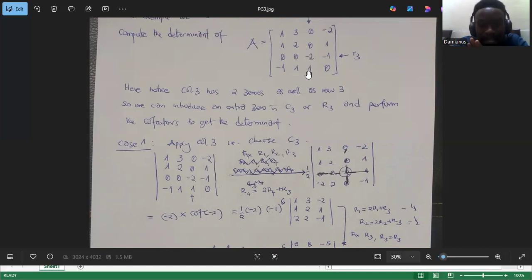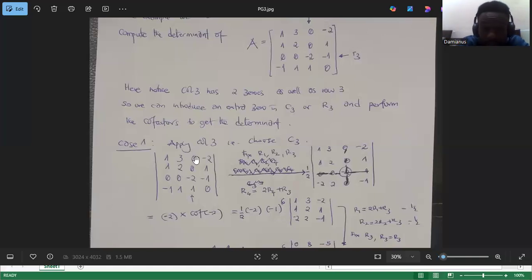And then now what I will do is I introduce a 0 here. See there? I introduce a 0 there. How can I introduce a 0 there? Since I've fixed row 1 and row 2, I'll make use of row 3. So I multiply this one by 2 and then add the 2. That means row 4 will be twice row 4 plus row 3. That way I get a 0 here, and I'll have 3 zeros on this column, and my life becomes easier. So keep in mind how that affects our determinant.